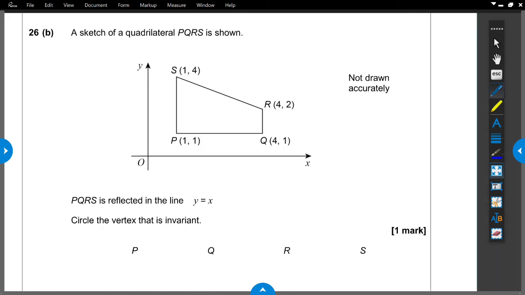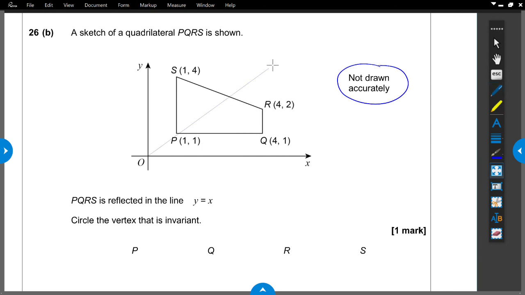Don't be thrown off by the diagram here, because it's not drawn accurately. If you were to just think, y equals x, that's a diagonal line going up, then none of the points lie in there. They're all going to get reflected, they're all going to move. But it's not quite drawn accurately. And if y is equal to x, that must be this point here, where 1 is equal to 1. The line must go through that point there.